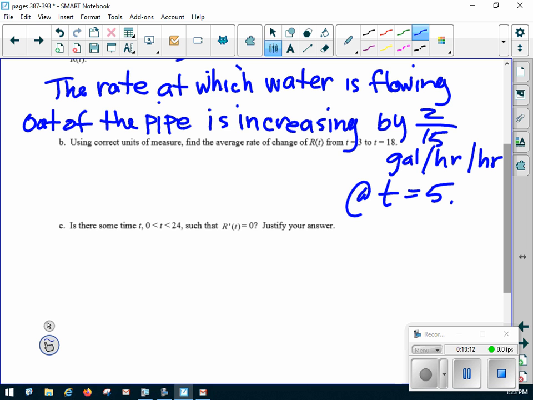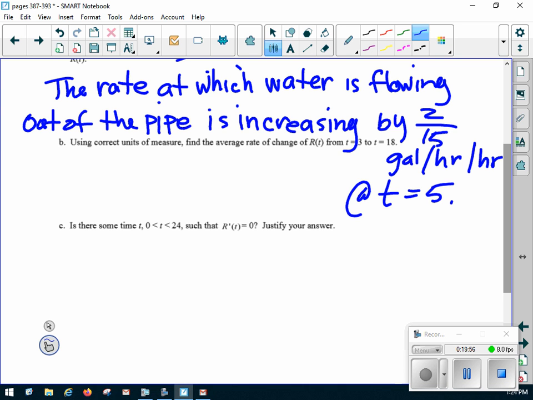Be careful on your units. This is like taking the derivative of velocity. The derivative of velocity, which is miles per hour, is acceleration, which is miles per hour per hour. Let's go back and talk about a car. If your velocity is 55 miles an hour and you start to accelerate, let's say you're accelerating 5 miles an hour every hour.